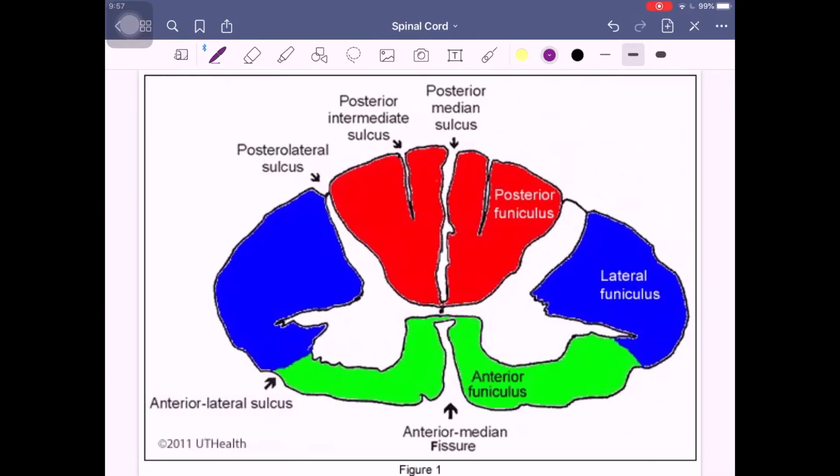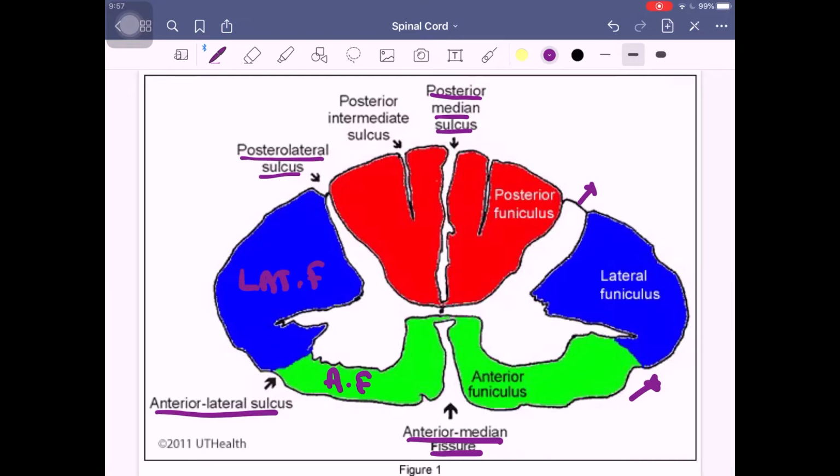So let us see these funiculi in this picture. If you remember from the previous session, we have got the anteromedian fissure, then there is a posteromedian sulcus, and you also have anterolateral sulcus on either side, and a posterolateral sulcus also on either side. The area between your anteromedian fissure and the anterolateral sulcus, which is shown here in green, this is what we call the anterior funiculus. Now the area between your anterolateral and the posterolateral sulcus, shown in blue, that is your lateral funiculus, also called intermediate funiculus.